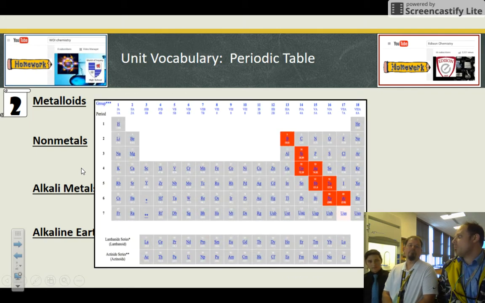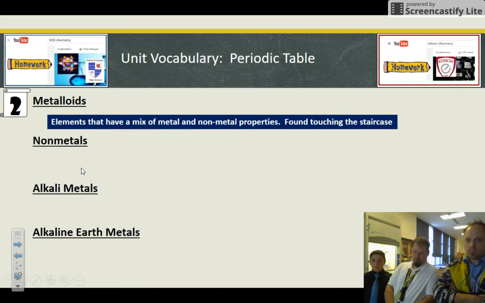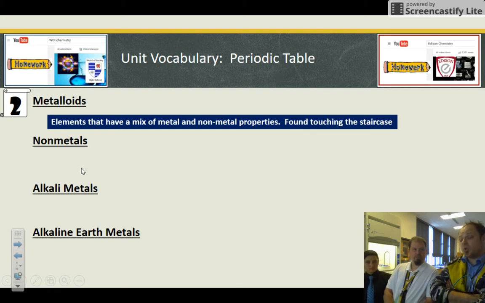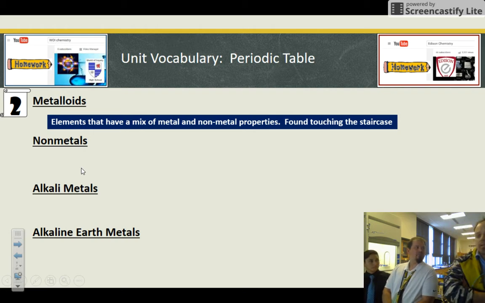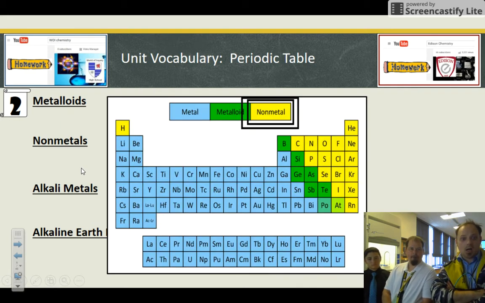Metalloids. These are the elements that are found on the staircase. So they have a mix of metal and non-metal properties. The only one that touches the staircase that's not a metalloid is aluminum. And we all know that that's a metal. It's just got so many metallic properties that we can't call it something that it's not.